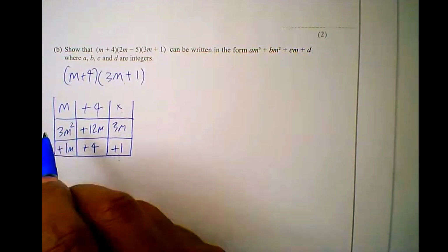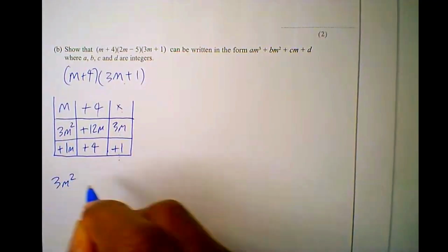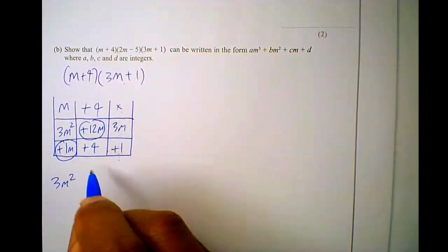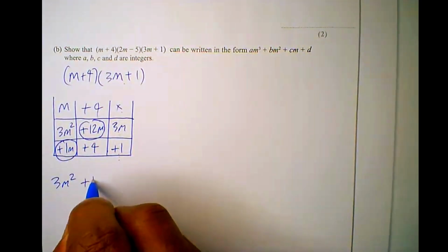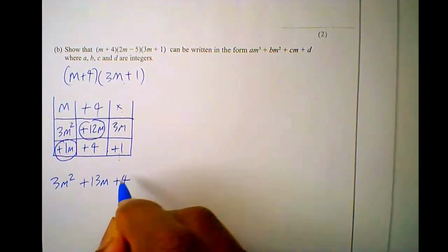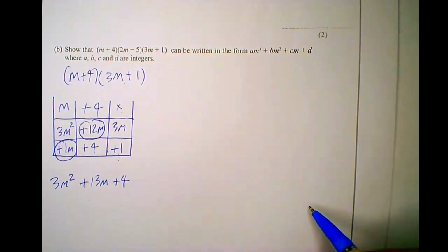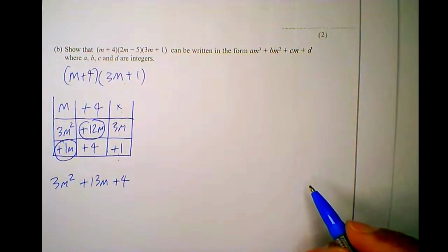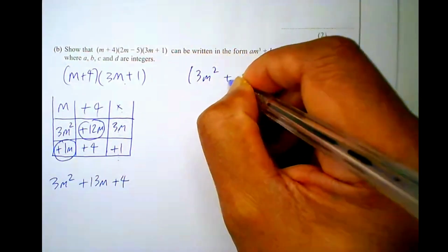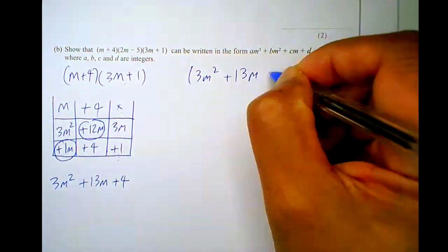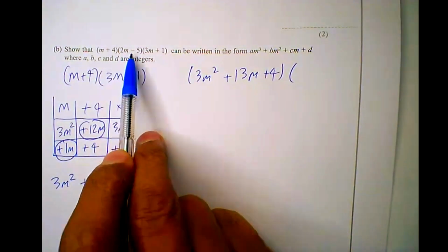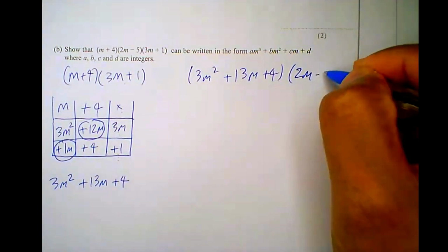Now I simplify 3m squared. This is an m term and an m term, so 12 plus 1 is 13m. And then I've got the plus 4 there. So that's my simplified version. Now I go into step 2, my answer, 3m squared plus 13m plus 4 multiplied by the term I haven't used, which is 2m, take away 5.